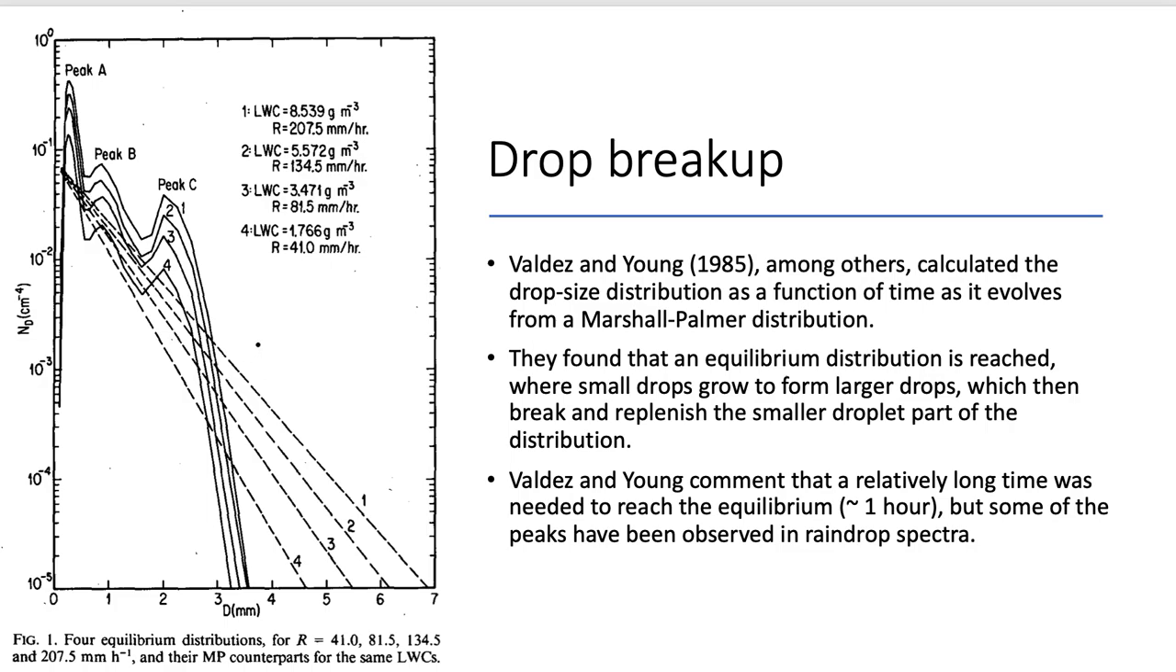So you could imagine that you could reach an equilibrium situation, where the two tendencies balance each other out, if you will. This kind of equilibrium distribution was studied by others, by Valdez and Young in the 80s. And they found some kind of equilibrium distribution that has different modes, peak A, peak B, and peak C, even for different liquid water content.